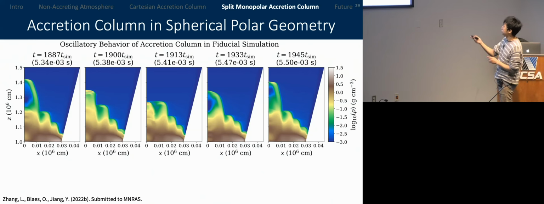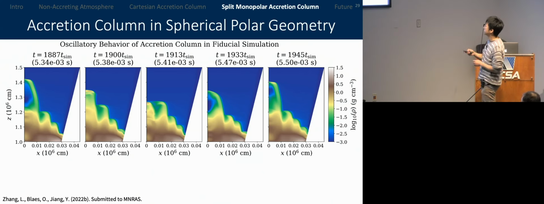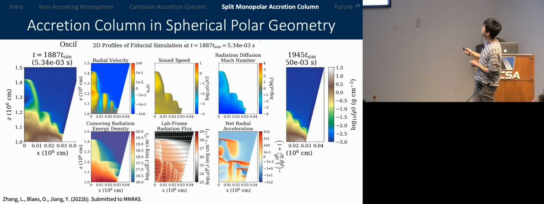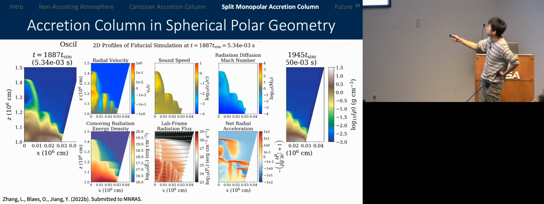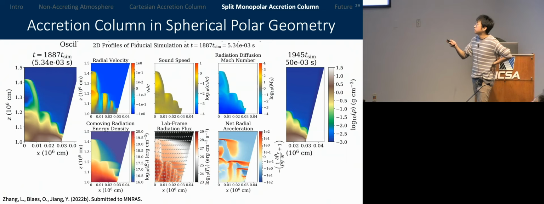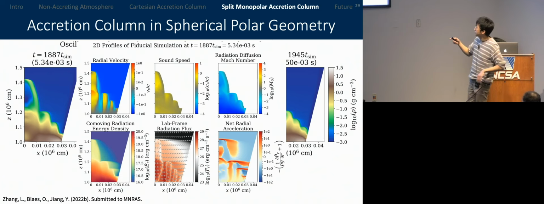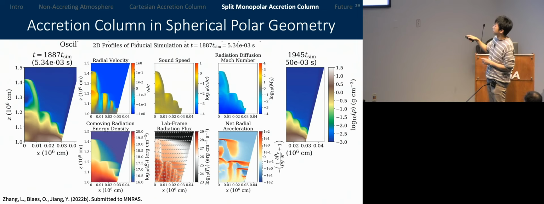Okay, and here I just show you one oscillation in the density profile, and also in other profiles, when it's at its maximum. So here I want to focus on the sound speed and also the radiation diffusion Mach number. The sound speed is purely radiation driven, so it's the radiation pressure sound speed. And the magnitude is about 0.1 speed of light. So it's very fast. It's even faster than the radial velocity, the gas velocity itself.